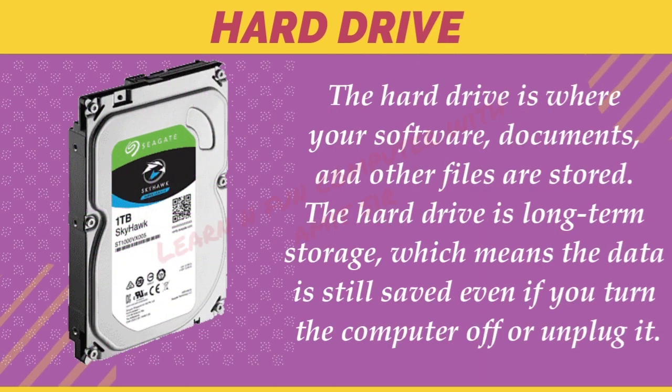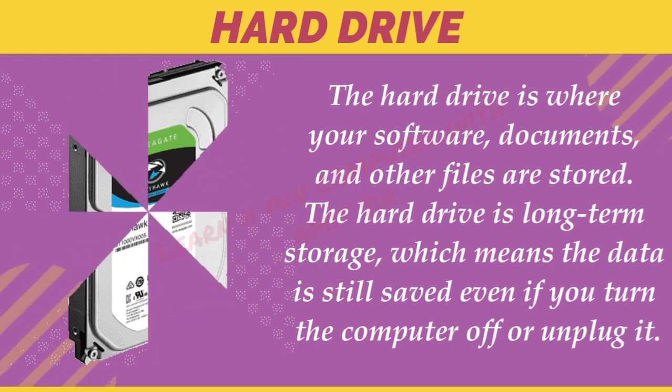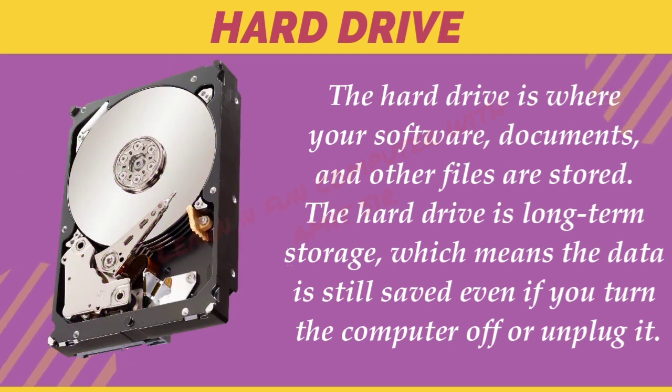The next internal part is the hard drive. The hard drive or the hard disk is the place where your software, documents, and other files are stored. The hard drive is a long-term storage. That means the data is still saved even if you turn off your computer or unplug it from the main line. Whenever you run a program or open a file, the computer copies the file or some data of the file from the hard drive into the RAM. When you save the file, the data is copied back to the hard drive again.